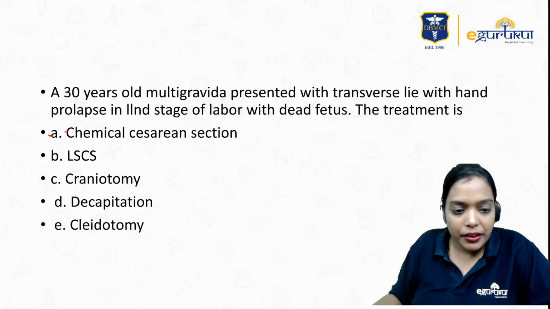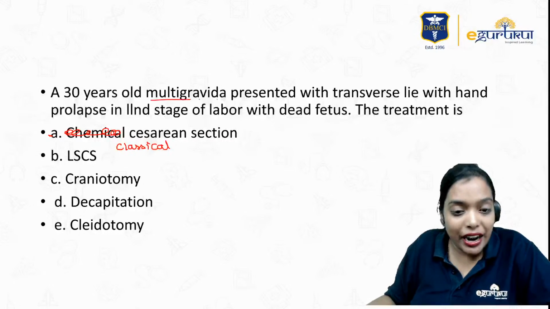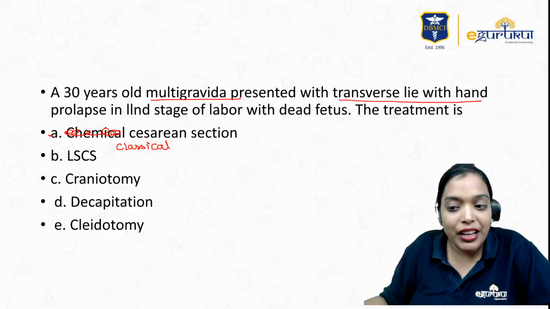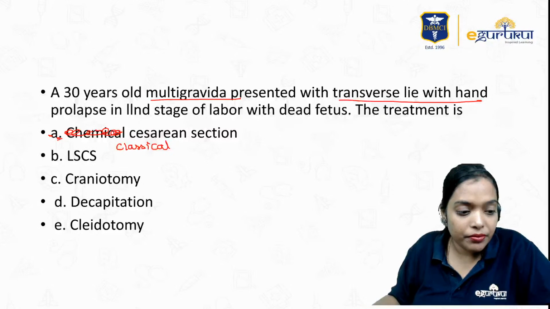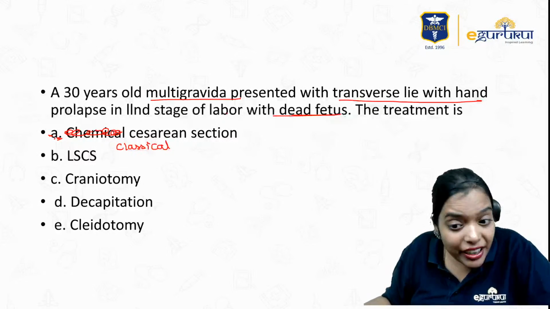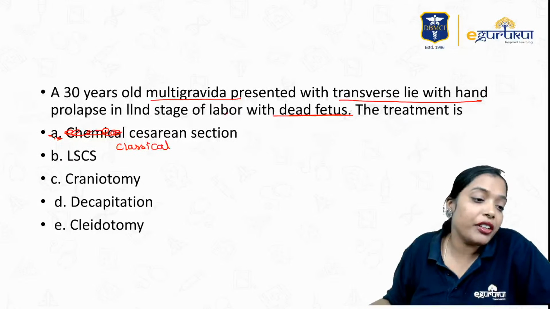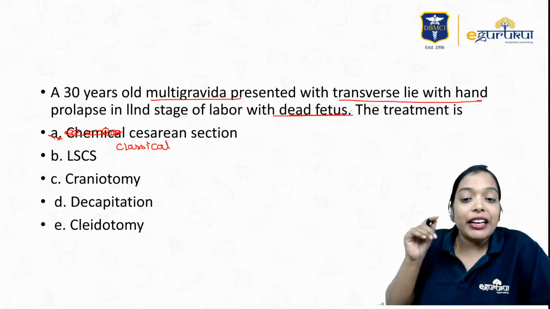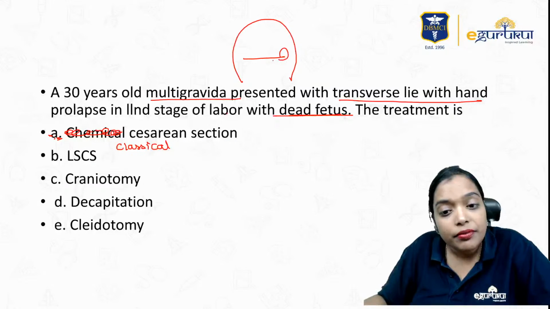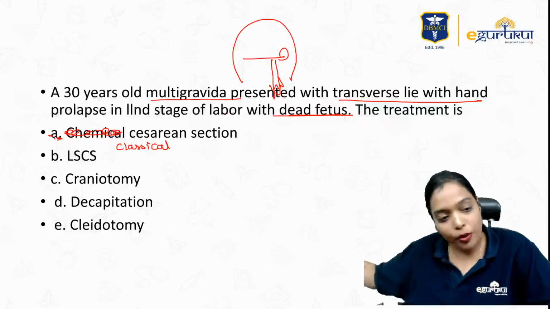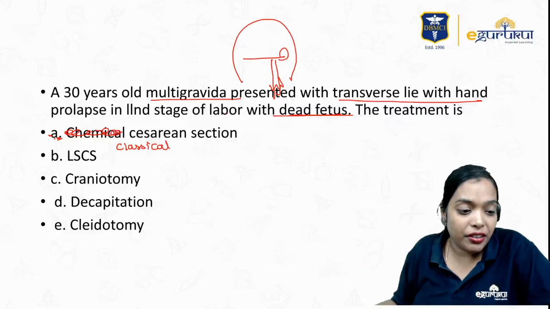Next question. A 30-year-old multigravida presents with transverse lie with hand prolapse in second stage of labor, with dead fetus. What will be the treatment for this patient? So understand here, it is a 30-year-old multigravida with transverse lie, but there is hand prolapse. So the baby's hand is prolapsed outside. So now how will you manage her?